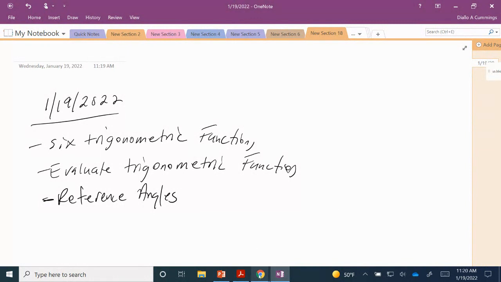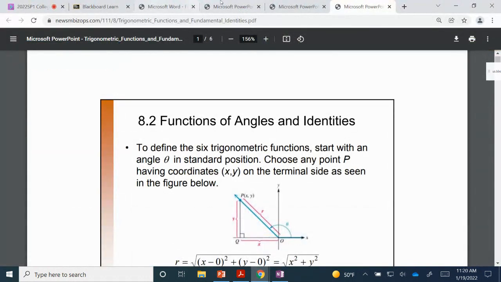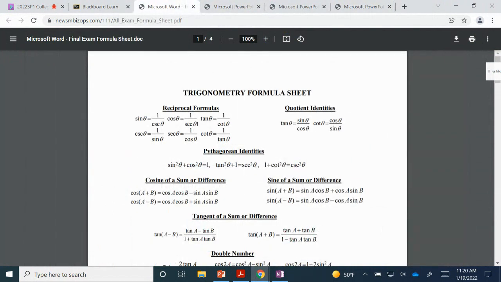First, we're going to start out with the 6 trig functions. If you take a look at the exam formula sheet, you'll notice that the 6 trig functions aren't actually on this formula sheet. Now, I don't require you to memorize the formulas or anything to that effect, but these 6 trig functions are the crux of the course, and some memorization of these is required.